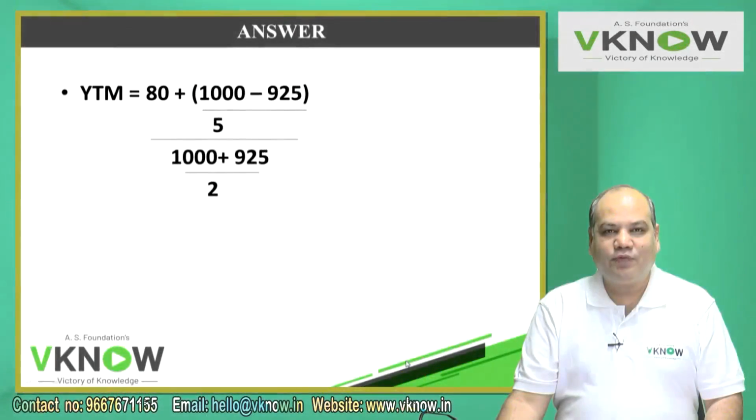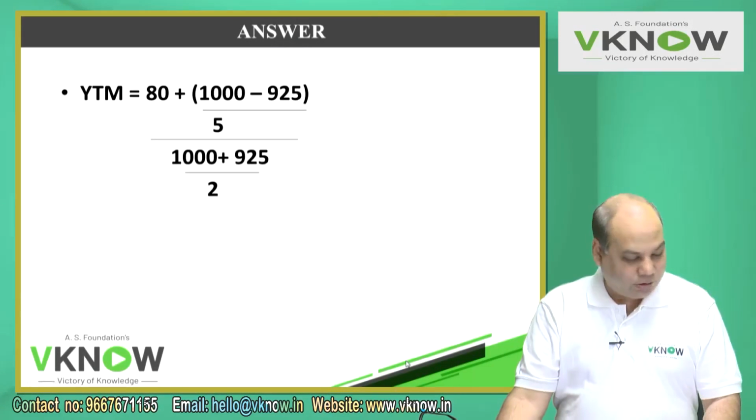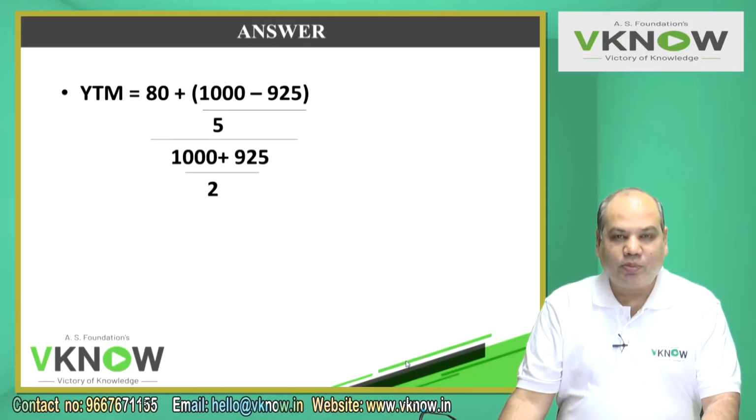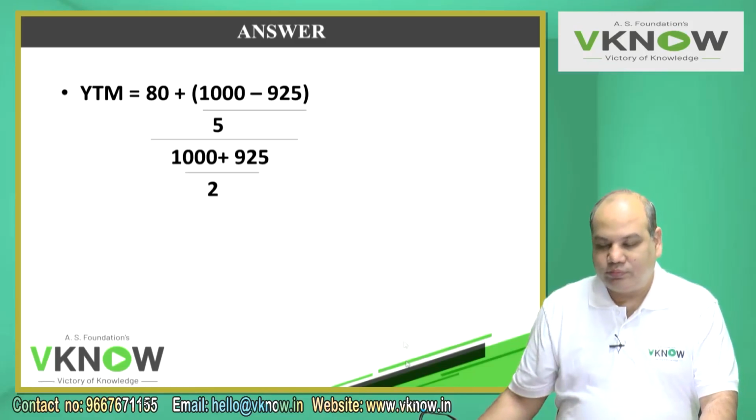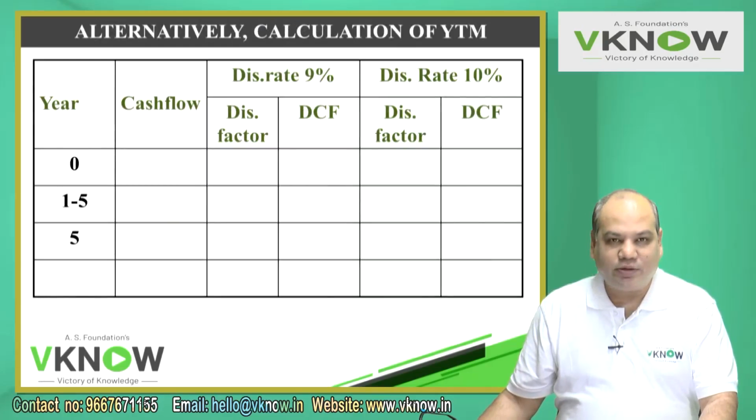Welcome to this wonderful chapter, bond valuation. We are solving questions on YTM. In the previous lecture we solved question number 22 by using the formula method and the answer was 9.87. Now I am going to solve the same problem by one more method, which is called the IRR method.